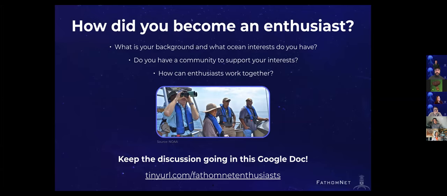So because this is a smaller group, this might actually be really easy, but we kind of want to take this time to know how you became an enthusiast or why you've decided to label yourself as an enthusiast, as opposed to a taxonomist or a programmer, because we know there's a lot of overlap and some people wish they could have been involved in every group. So if you'd like to, you can unmute yourself, introduce yourself, tell us what your background is, if you have an actual community as well to support your interests. And then we can also start thinking about how enthusiasts can work together on a project like FathomNet.